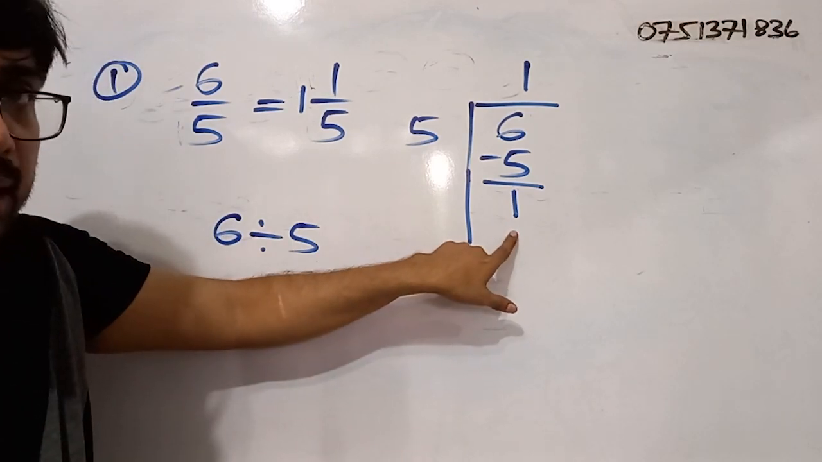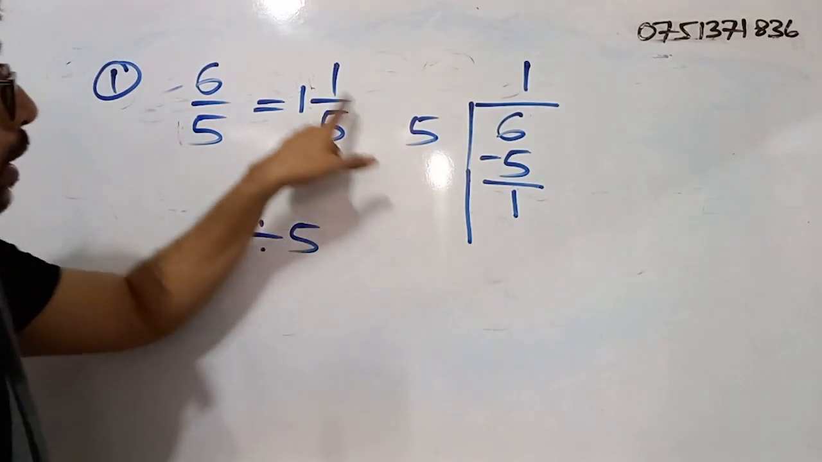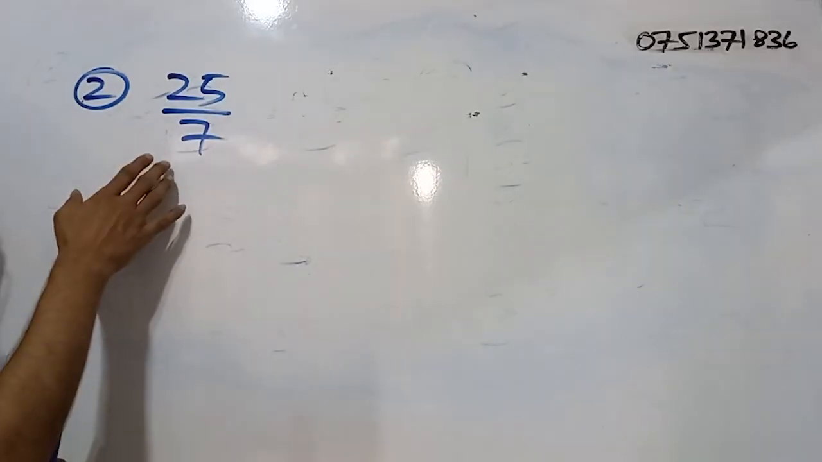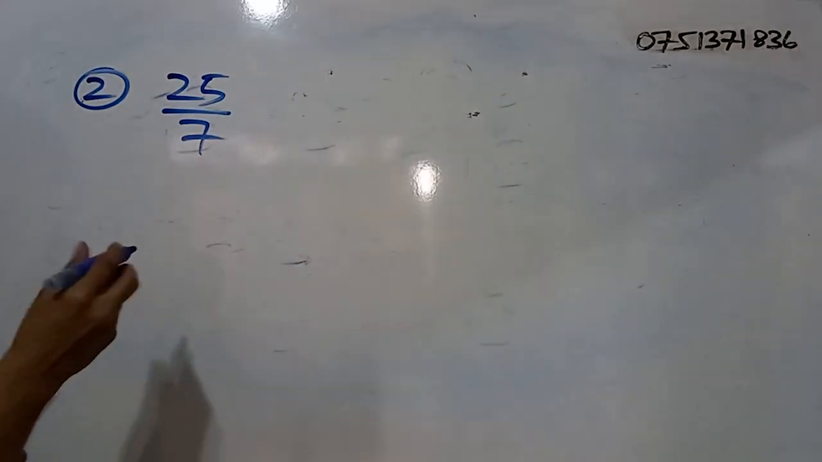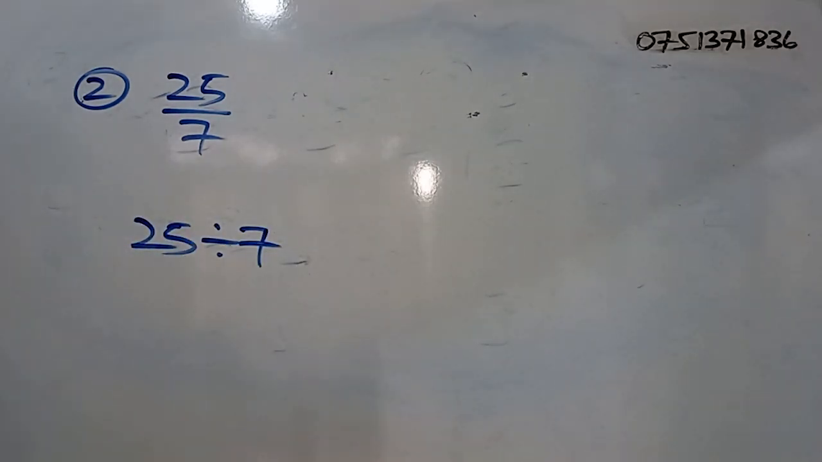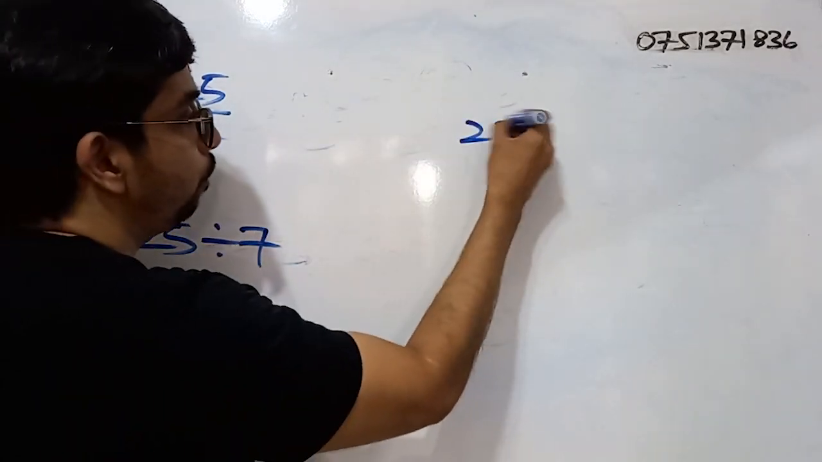This is the remainder. Remainder will be what? The numerator. Right. So this is question number 2. Okay. So how do we do this? Same as before. What do we have to do? We have to divide 25 by 7. So we have to use the long form of division.